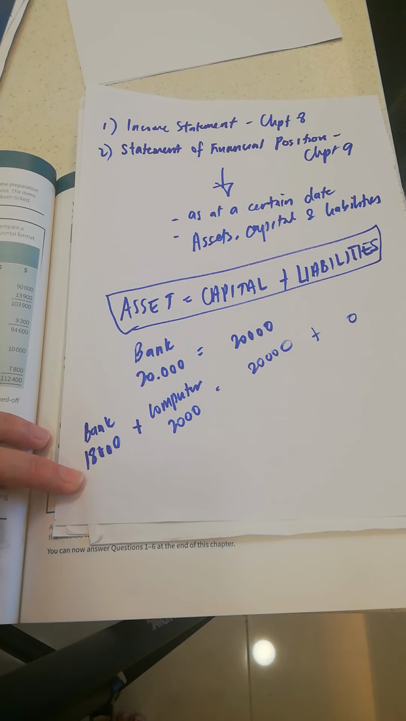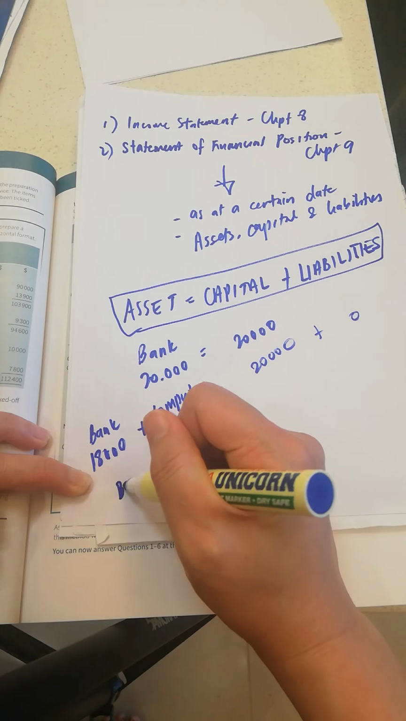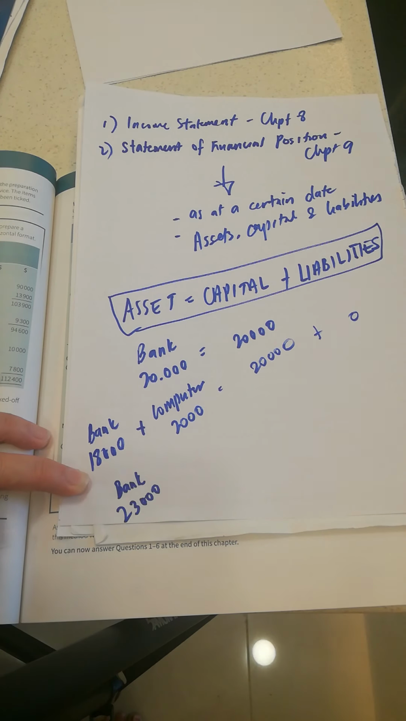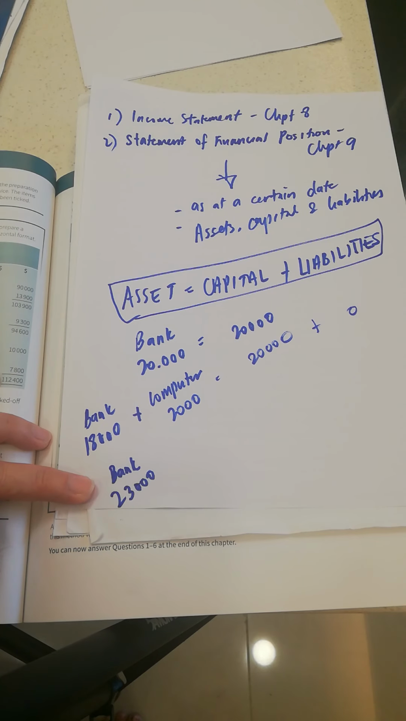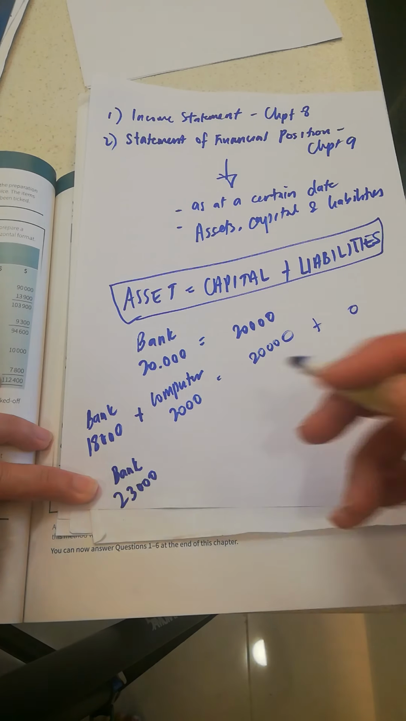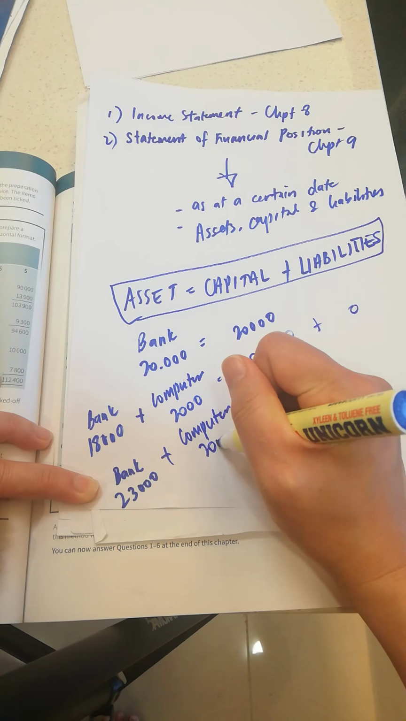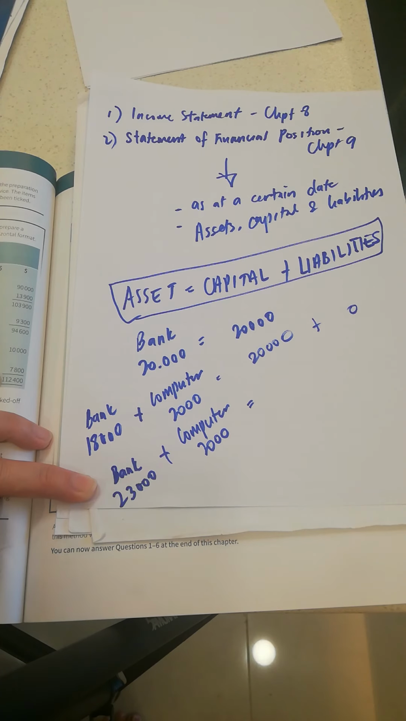With the 5,000 loan, the company receives money of 5,000. So now your bank increases to 23,000, because 18,000 plus the 5,000 received from the loan is 23,000, plus the company still has this computer, 2,000. So total asset is now 25,000.